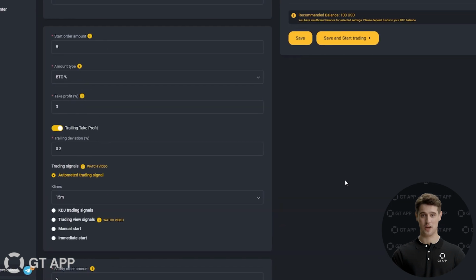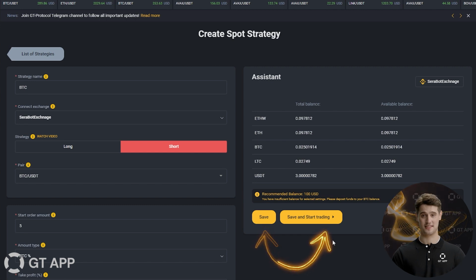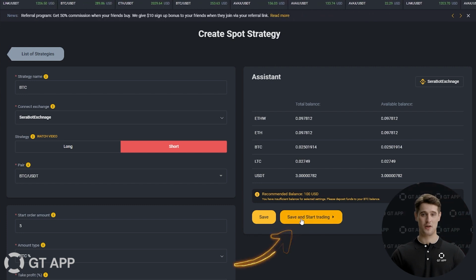After setting all the parameters you need, click on one of the Save or Save and Start Trading buttons. In the first case, you will simply save the settings, and in the second case, you will save and start the strategy. In the Assistant field, the recommended amount for your strategy will be displayed. I would recommend placing an amount higher than the recommended one. You should have a small buffer in case the trade goes against you.